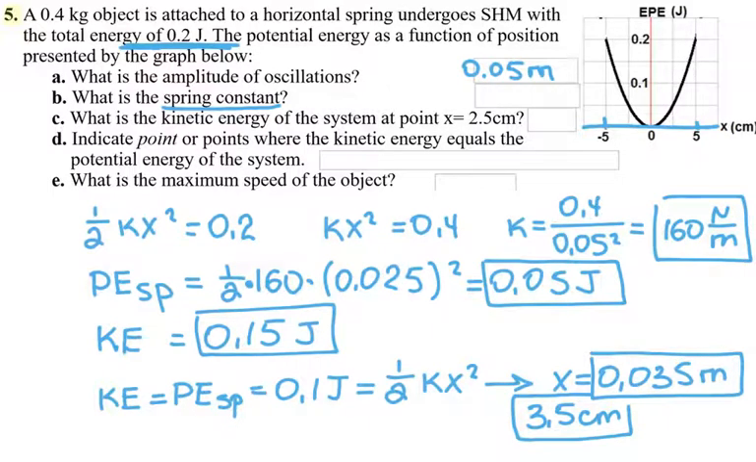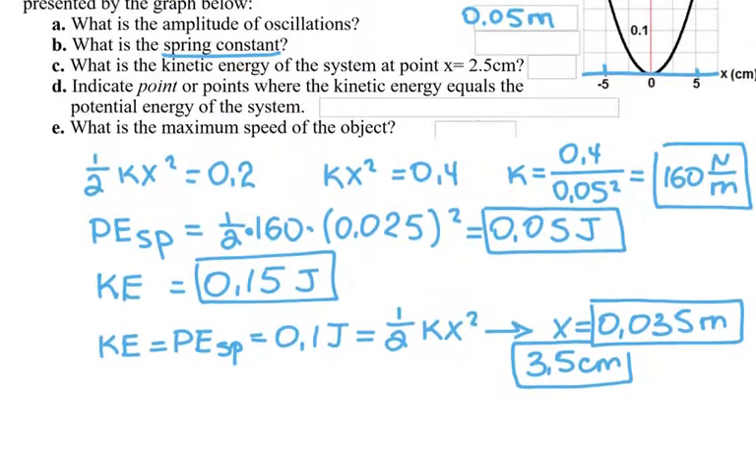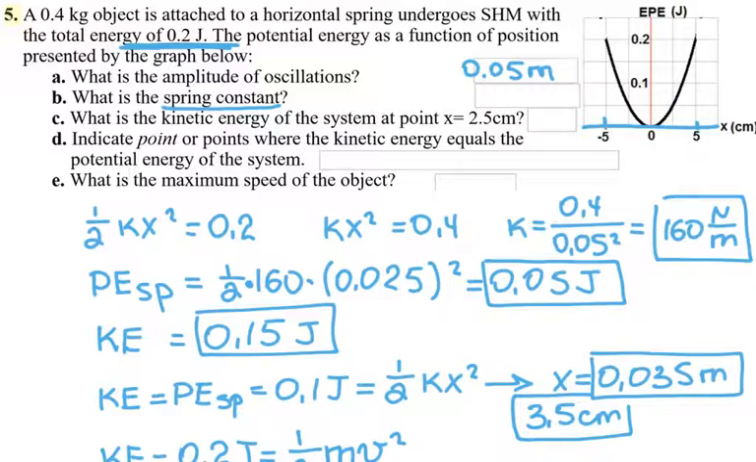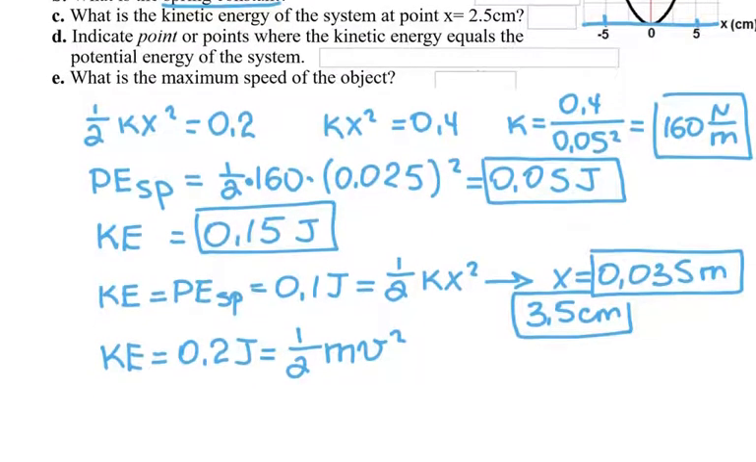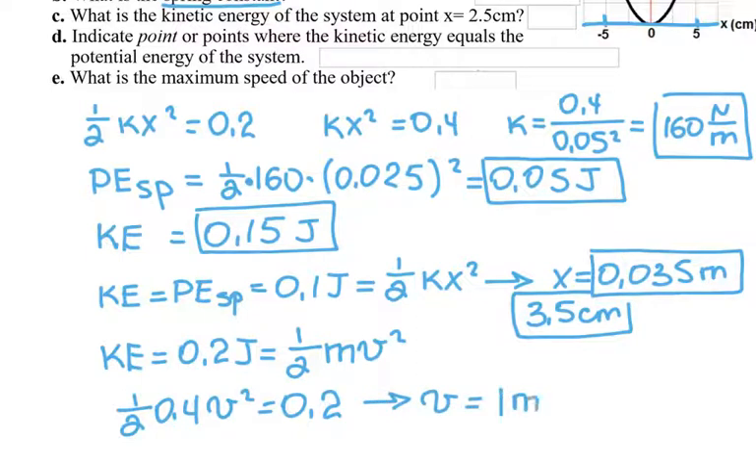And then for the last part, they ask you, what is the maximum speed of the object? The maximum speed of the object is when the kinetic energy is equal to the maximum energy, which is 0.2 joules, and equals 1/2 the mass and v squared. And the mass is given in the first line of the problem, 0.4 kilogram. So I have 1/2, the mass is 0.4, v squared is equal to 0.2 joules. And if I solve this for v, it is going to be equal to 1 meter per second.